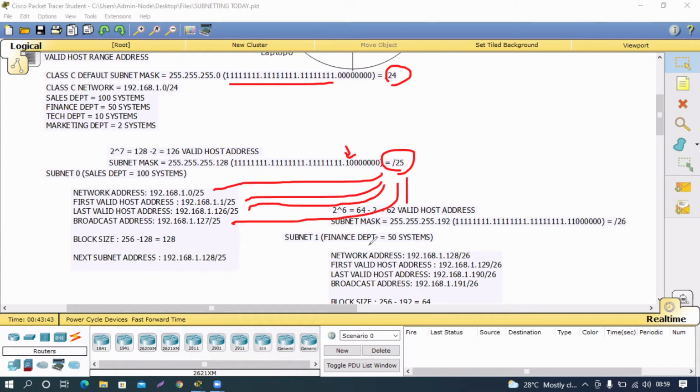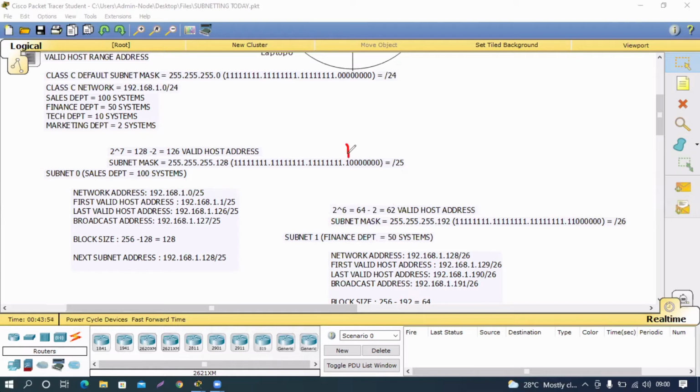Can you see this 25 is coming everywhere? So /25. This is the subnet mask you are finding out. What is the value of this bit? It's 128, right? Remember the values of an octet: 1, 2, 4, 8, 16, 32, 64, 128. This is how you have them.